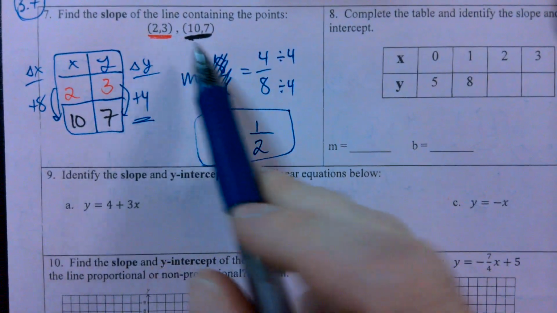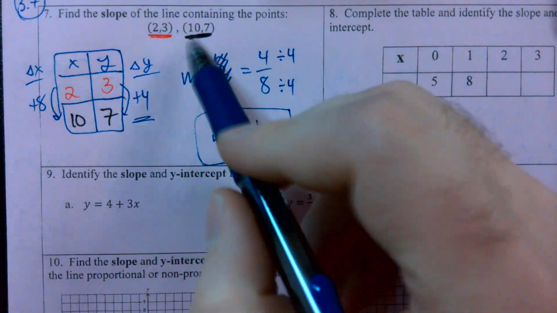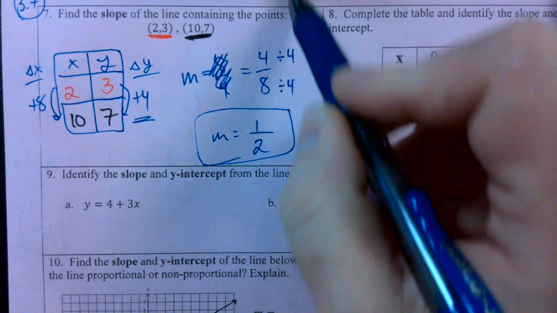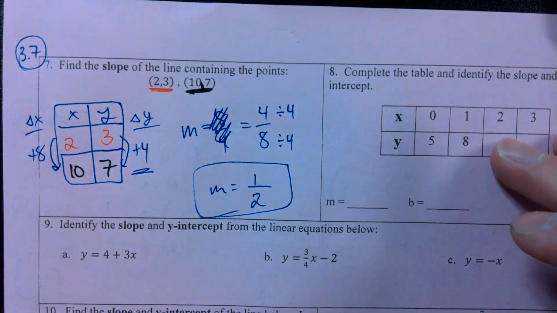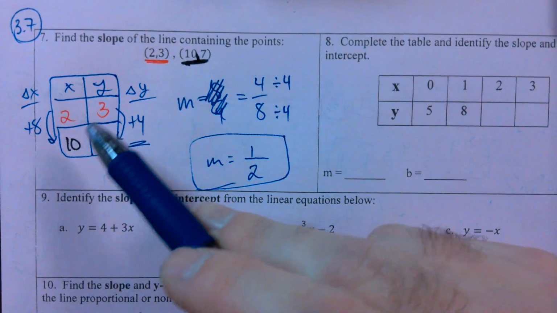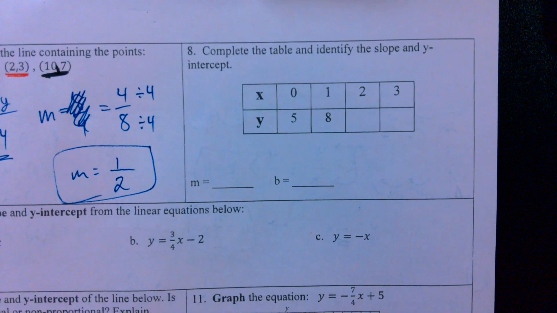Now, if I had a graph, I could have graphed these points too. I could have made a dot at 2, 3 and a dot at 10, 7, and then done rise over run. Totally fine to do that too. On the test, you'll be given a table and a graph. You pick which one you're more comfortable with, okay? Any questions on number 7?